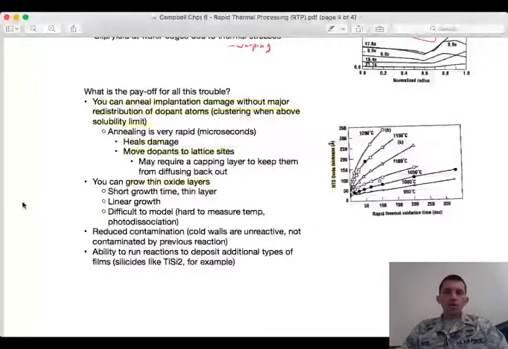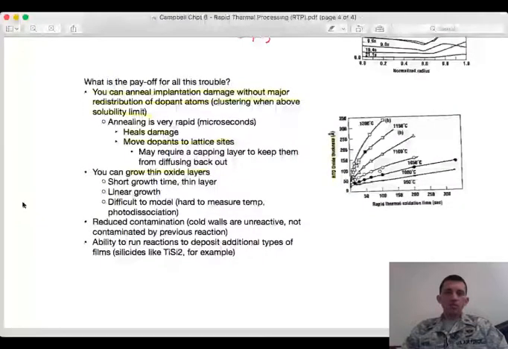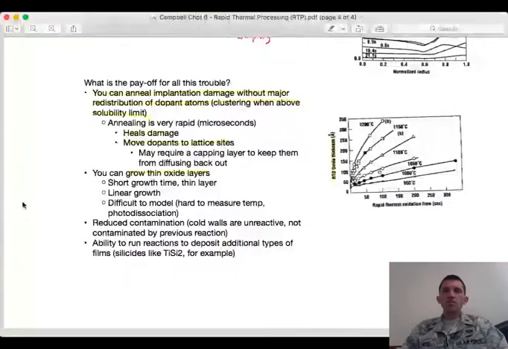Okay, so again, what do you get for all of this trouble, in building a chamber to heat with a lamp, and measuring the temperature and feedback loops and all this kind of stuff? This is a bit of a review here. We talked about this already. The big payoff is that you can anneal the implantation damage from ion implantation without major redistributions of dopants. So I am allowing the annealing to heal the damage, but I'm not giving very much time for the diffusion to occur and for those atoms to move around.